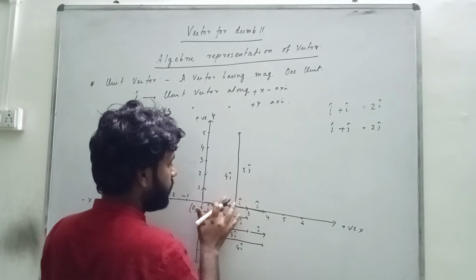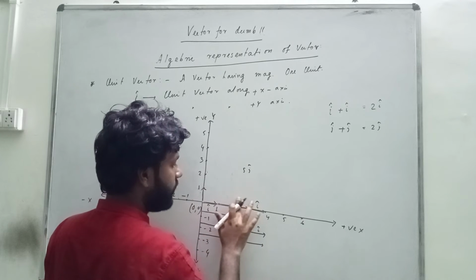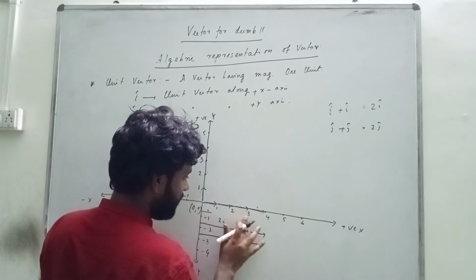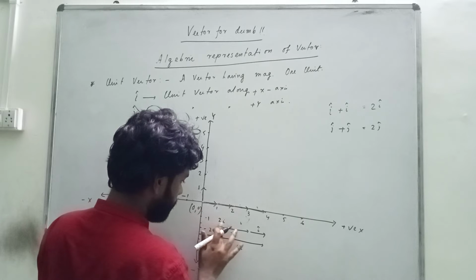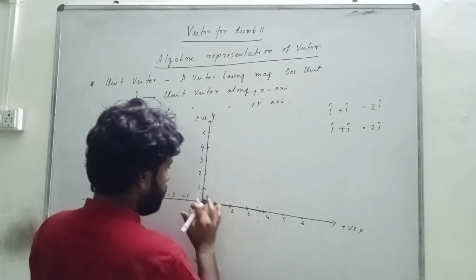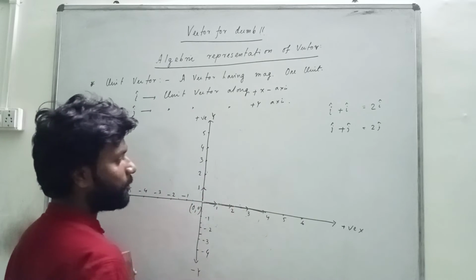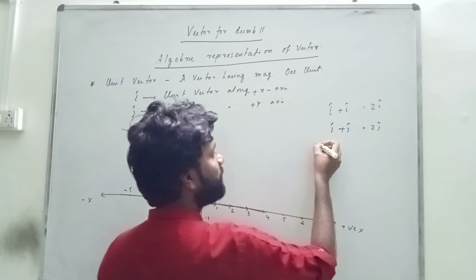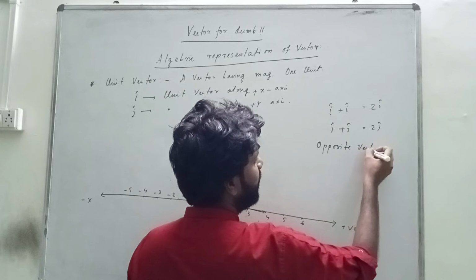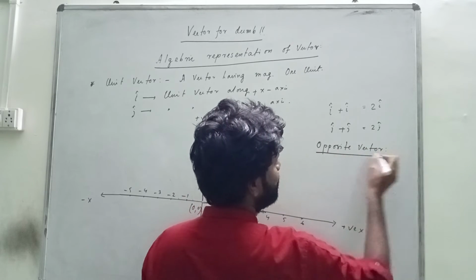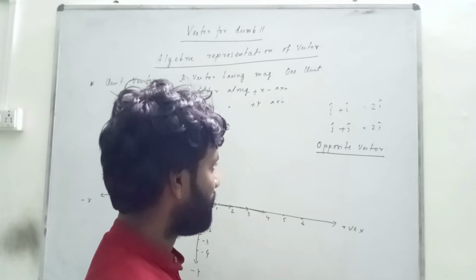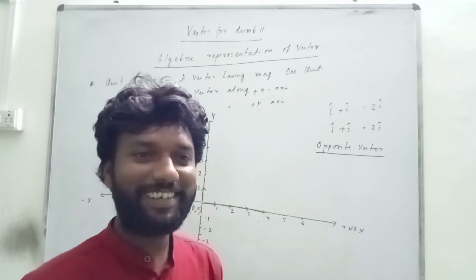Okay, so now I'll introduce minus i cap and minus j cap, right? All of you know the concept of opposite vector. Opposite vector means the vector having the same magnitude but opposite in direction.